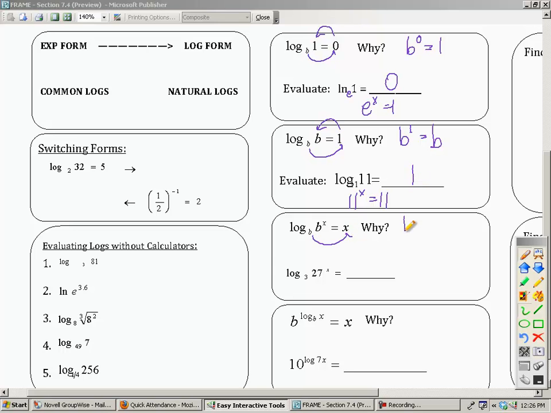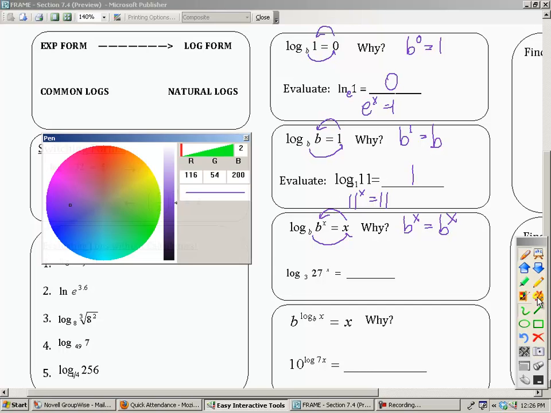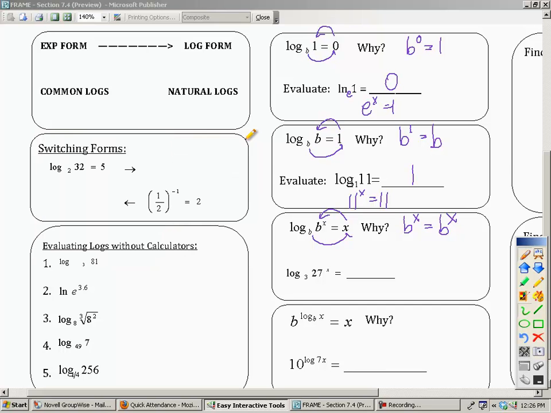log base b of b to the x equals x. Now here's the trick that I want to show you. I'm going to change my color so you can see it. You'll notice this base is the same as this base. If the two bases are the same, the log with a base will cancel with the other base and you just get x, which is what their answer is.